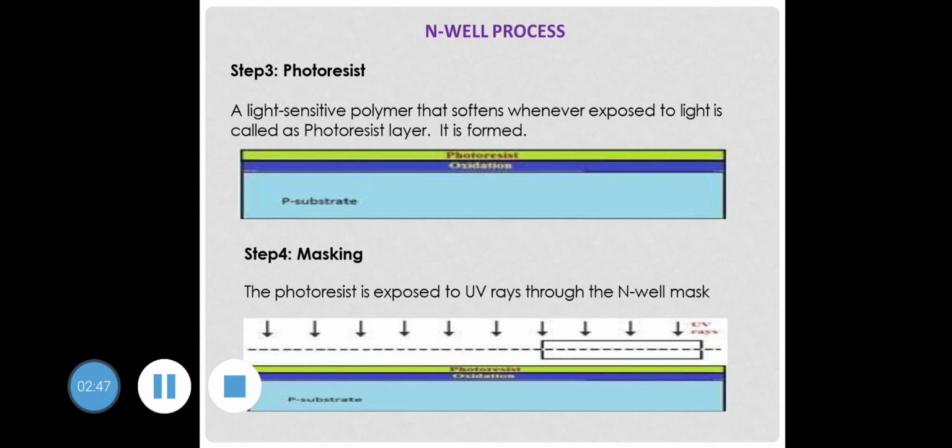The next step is masking. The mask is made so that the layer which will be exposed by the UV rays will become softened and can be removed. As you can see, the photoresist is exposed to UV rays through the N-well mask. Here you can see the N-well mask and UV rays.